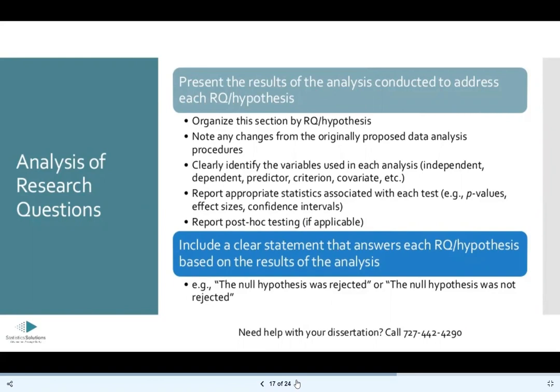And importantly, this section should include clear statements that answer each research question and hypothesis based on the results of the analysis. So after you present the statistics for each analysis, you want to interpret those statistics and make a statement that answers your research question or hypotheses. Usually in a quantitative study, you may have your hypotheses written in the null and alternative format. And if that is the case, it's usually sufficient to make a statement about the null hypothesis. So you can say your null hypothesis was rejected if you found statistically significant results, or that you failed to reject the null hypothesis if your results were not significant.